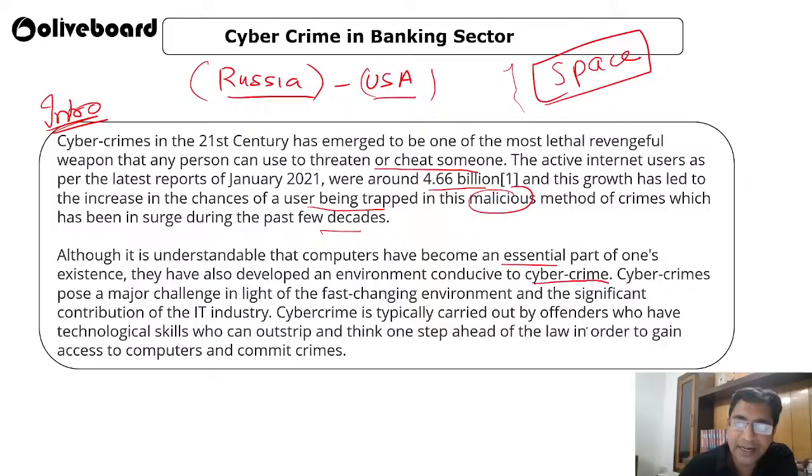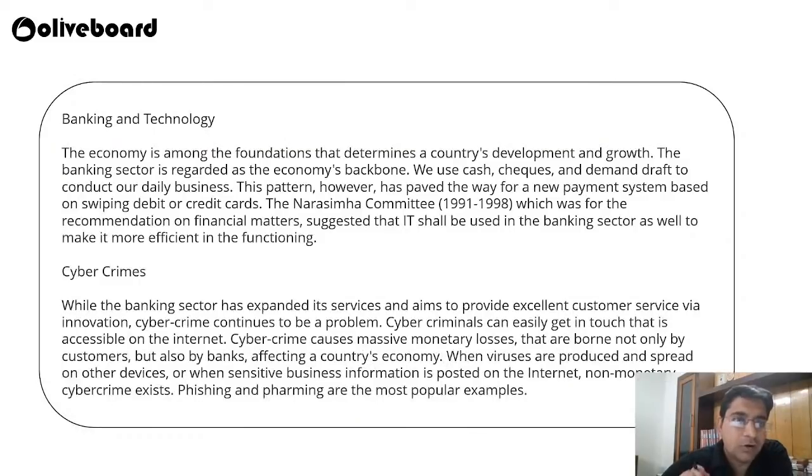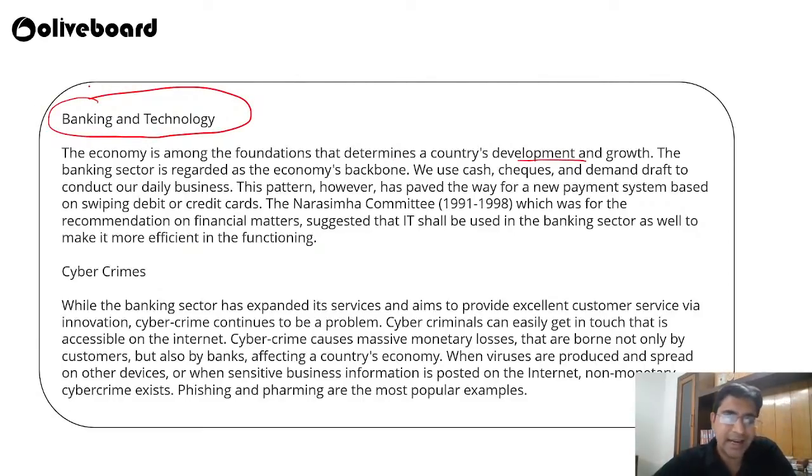Cybercrime is typically carried out by offenders who have technological skills. They are highly skilled people who can outstrip and think one step ahead of law and order to gain access to computers and commit crimes. Right? Now, banking and technology. The economy is among the foundations that determine a country's development and growth. So now we are coming into banking and technology, and how they are related.